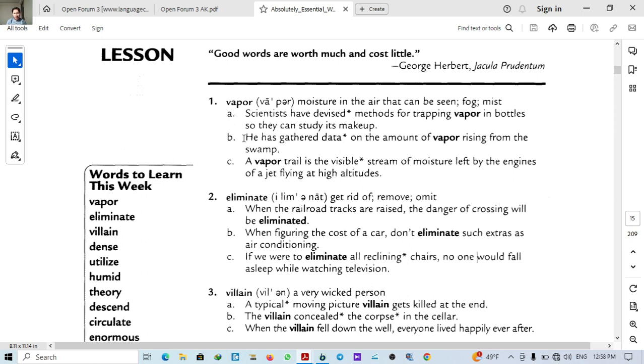Number two, eliminate. Eliminate means to get rid of, or remove, or omit. حذف کردن از بین بردن. So when we are getting rid of something, it means we eliminate that thing or things from our life. Sometimes, for example, you eliminate your friends, specifically cyber friends, from some social media network. In that case, you're getting rid of them, or maybe you're removing or omitting.